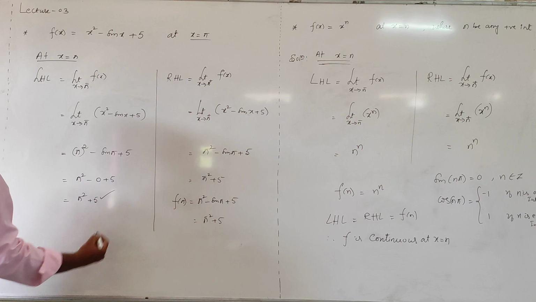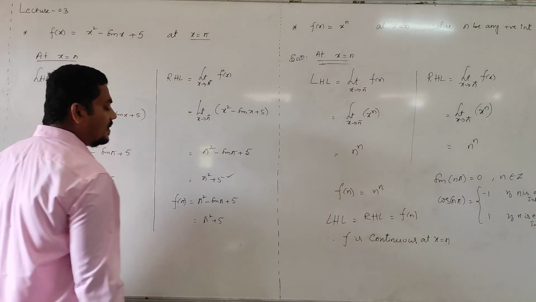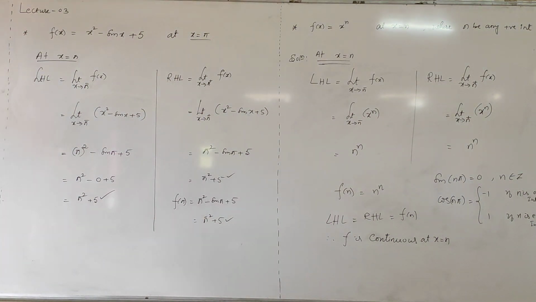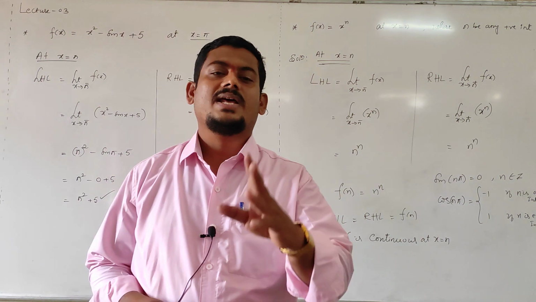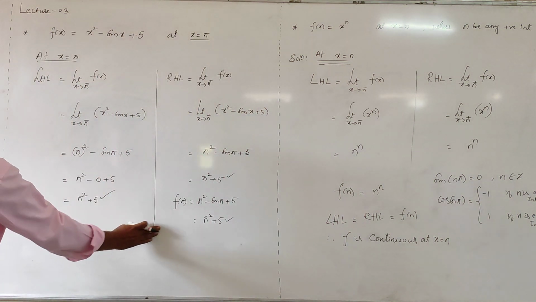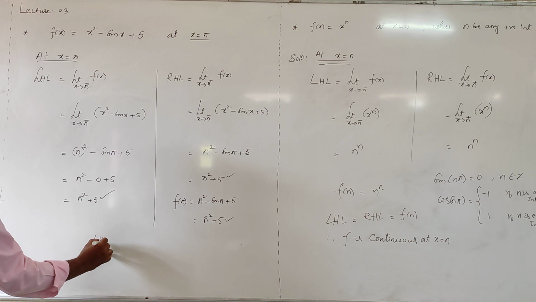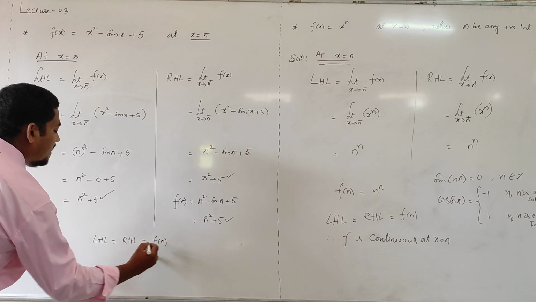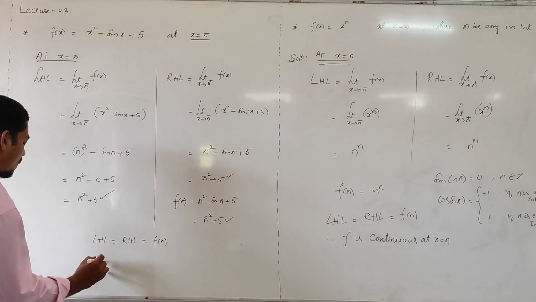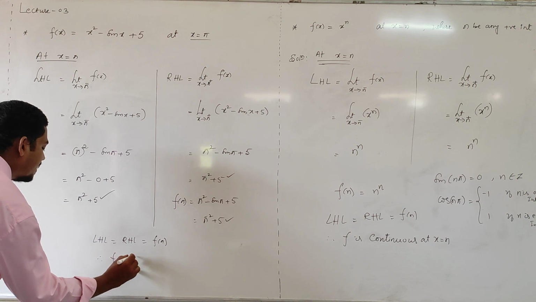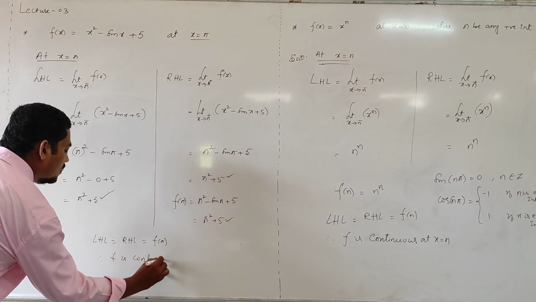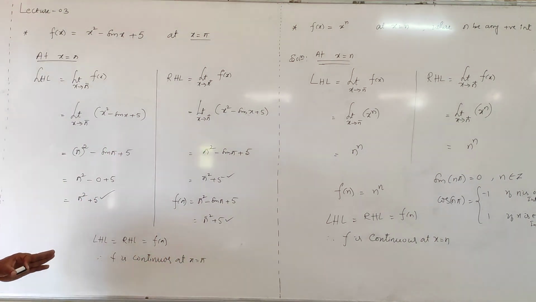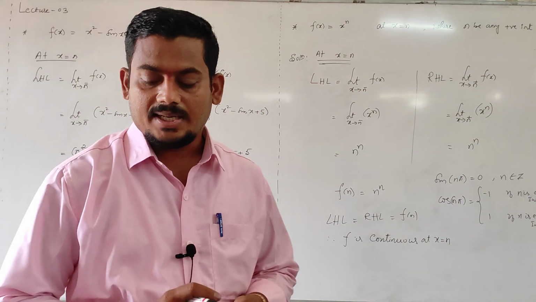Clearly left hand limit is pi square plus 5, right hand limit is pi square plus 5, and functional value is also pi square plus 5. Means whether function is continuous or discontinuous? Yes, you are right, it is continuous. LHL equal to RHL equal to f of pi. Therefore f is continuous at x equal to pi. At x equal to pi, given function is continuous.